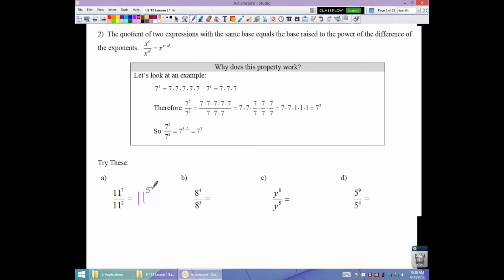Part B, 8 to the 4th over 8 to the 3rd would be 8 to the 4 minus 3, which is 1, or that's simply 8. Part C, y to the 8th divided by y to the 5th. You would subtract the exponents, come up with y to the 3rd. And part D, 5 to the 9th divided by 5 to the 4th. When we subtract exponents, that's 5 to the 5th.